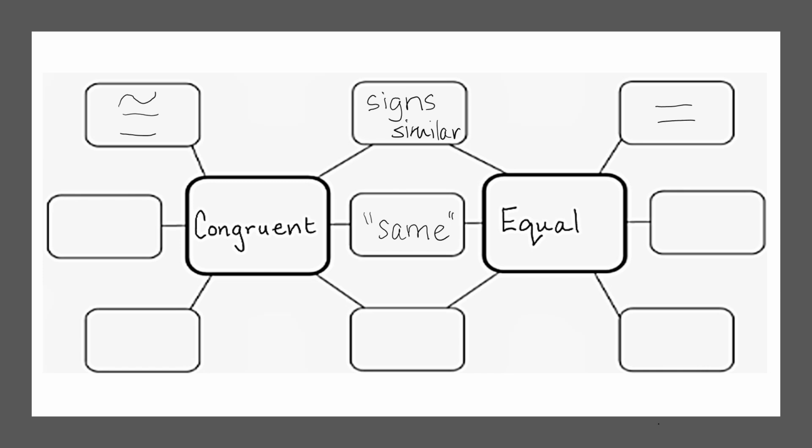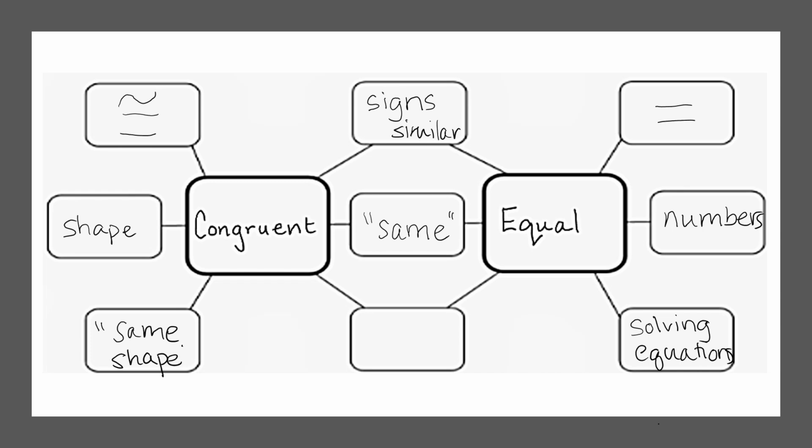Equal is something that we use to compare numbers. We say two numbers are equal to each other, and we also use the equal sign for solving equations. The congruent sign, which we're going to use a lot in geometry, is something we use to compare shapes. So when you see a congruent sign, you should be thinking those shapes are identical. They're the same shape, or they have the same shape. I don't have anything to put in this box, so we'll leave it blank.